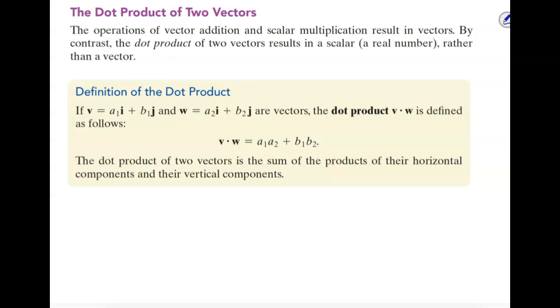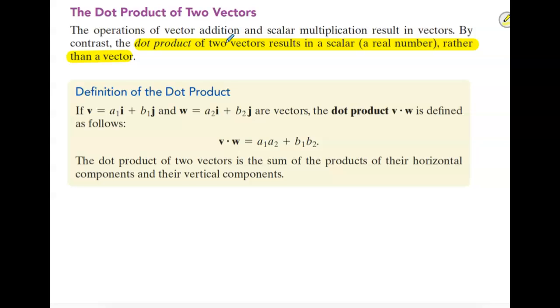So I'd like you to go ahead and highlight: the dot product of two vectors results in a scalar, a real number, rather than a vector. So in this yellow box is how you perform the dot product.